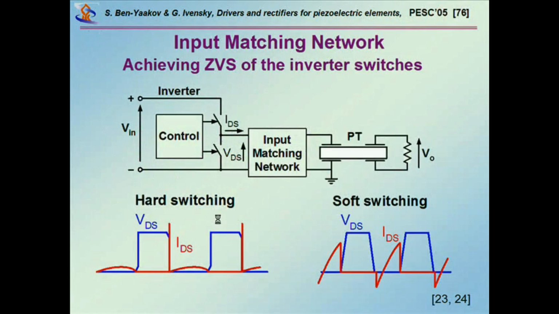Now, if we look at the general case, for example, for a transformer, the problem of the input capacitance is, of course, that if we don't put anything in between, and we just drive the piezoelectric transformer with, say, a half bridge, then obviously we are going to have hard switching because of the large capacitance, and therefore, of course, we'll have noise and losses, etc.